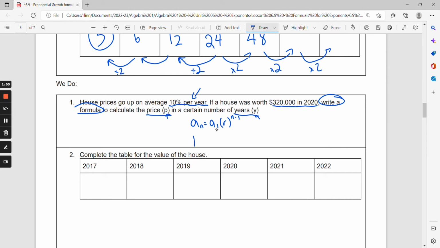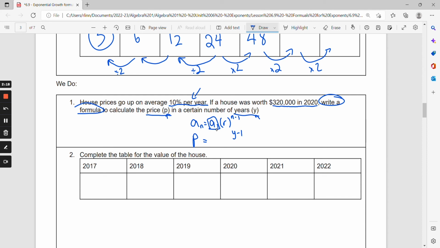So I know that the price is my a sub n, so that's going to be P. And then my years is going to be my n value, so y minus 1. And that's not the year 2020, but that's going to be the number of the year. So we're going to get into that in a little bit. So we've got P equals, now we need to look at our starting value. Our starting value is 320,000. That was our first term in our sequence.